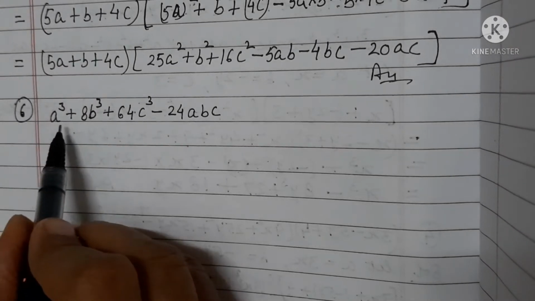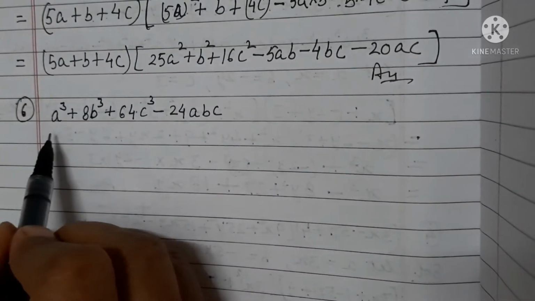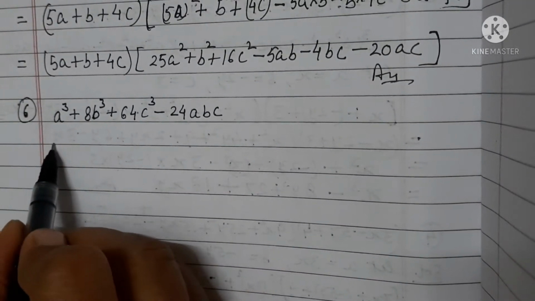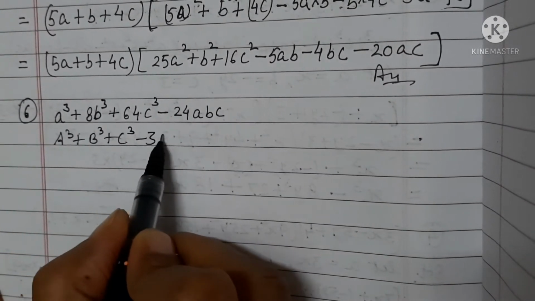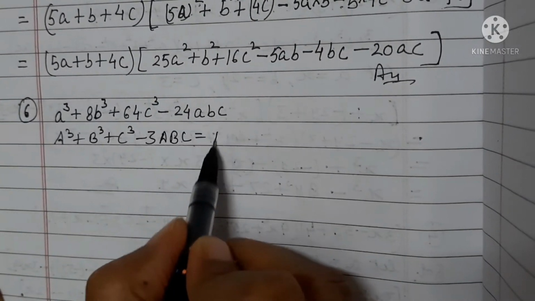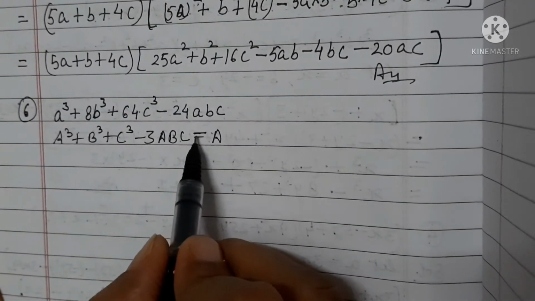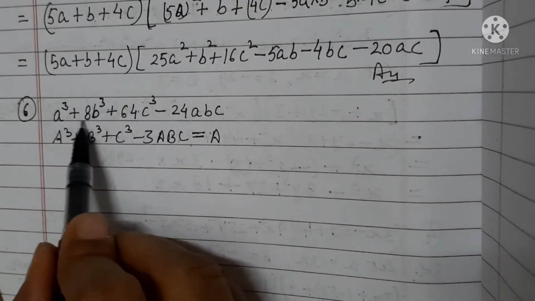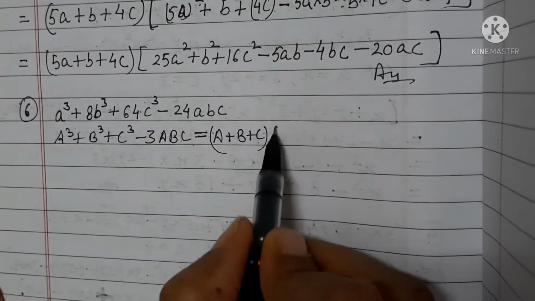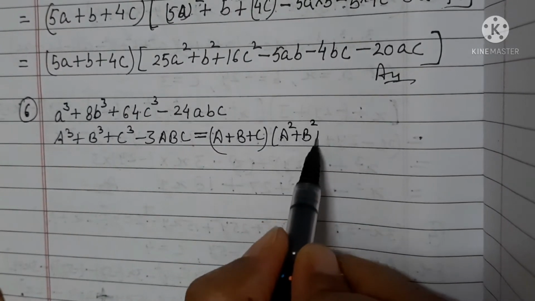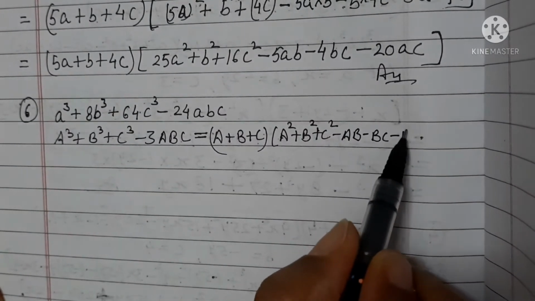Now question number 6, a cube plus 8b cube plus 64c cube minus 24abc. So we will convert it in the form of a cube plus b cube plus c cube minus 3abc is equal to, when we convert this in this form, then we can factorize the given expression in the form a plus b plus c into a square plus b square plus c square minus ab minus bc minus ac.